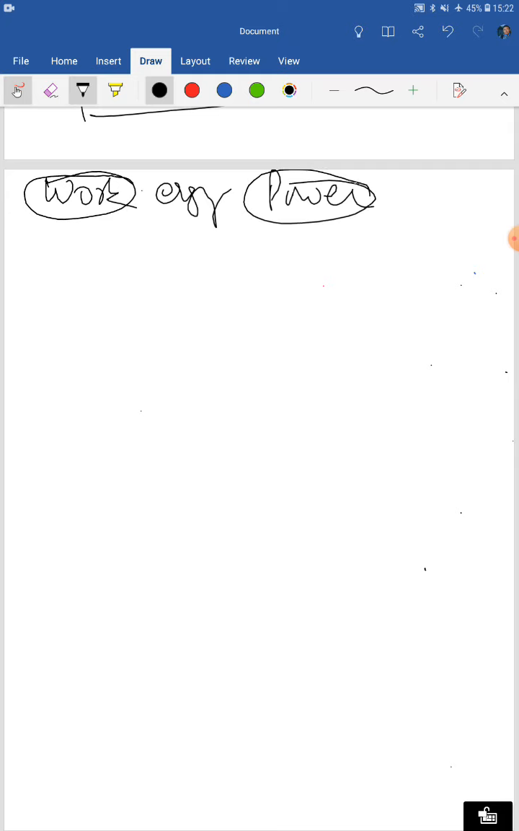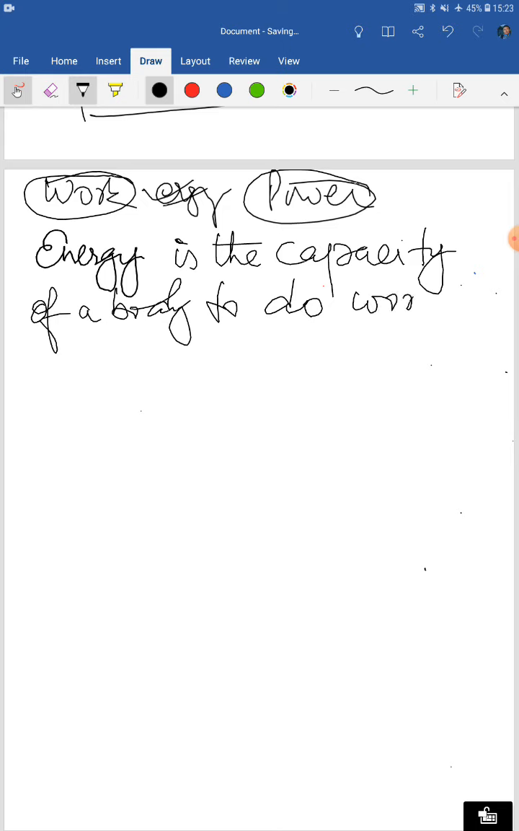If you remember the heading, it was work, energy and power. That was the heading of unit A. We have learned about work, we have learned about power. Now we are left with energy. Now what is energy? Energy means capacity of a body to do work. Okay, this is the definition of energy. Energy is the capacity of a body to do work.